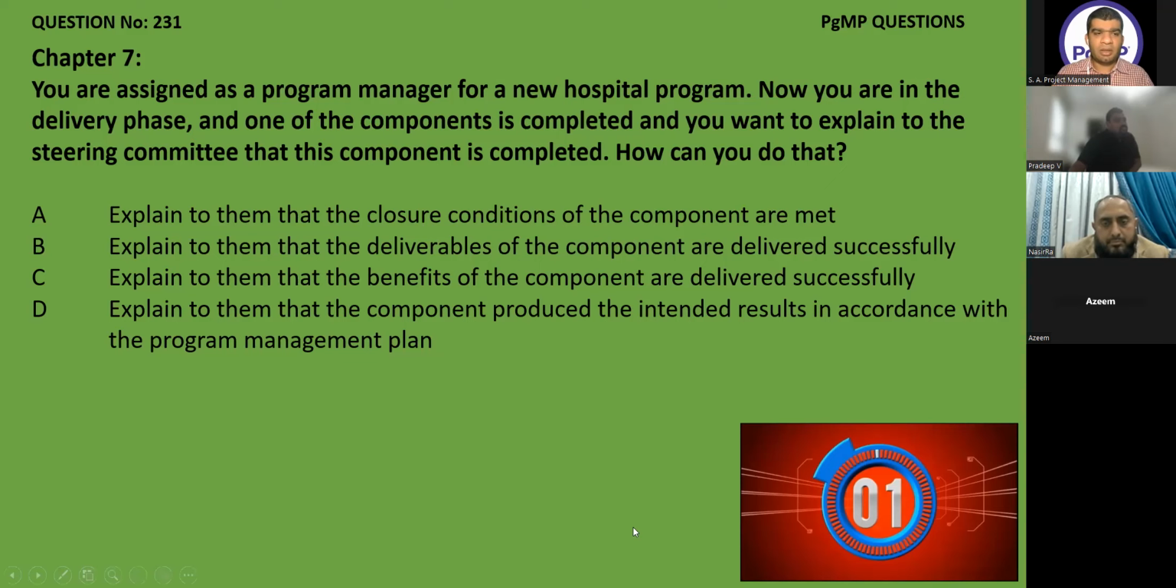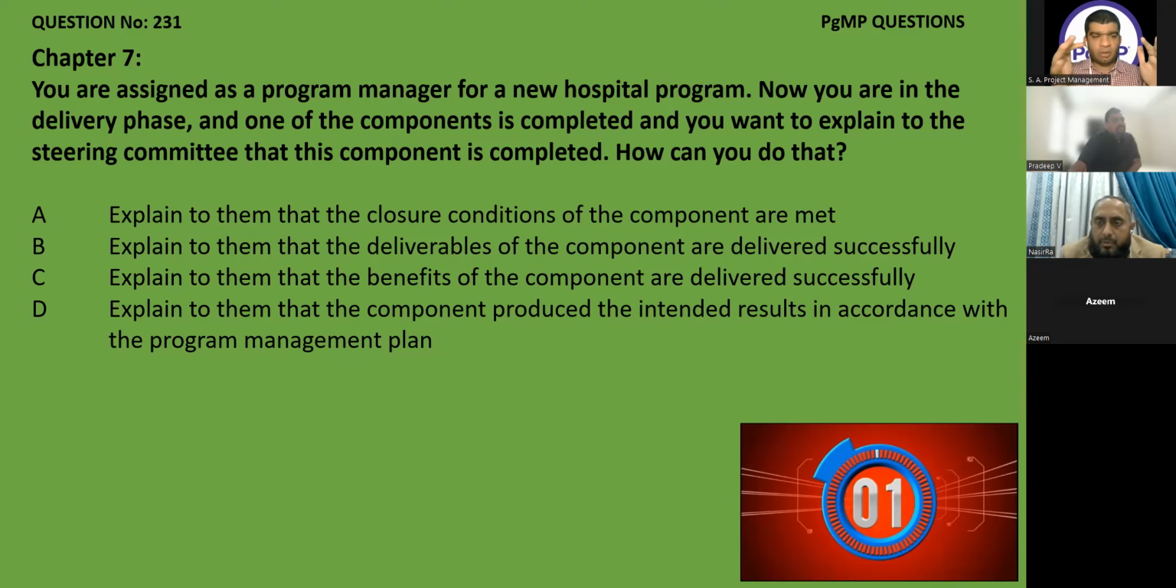Okay. And why D, Nasir sir? Yeah, actually, the component produced results as per our program management, so we can tell the committee. You can say the intended results. Yes, it's right. But firstly, the component will produce as per the relevant plan, which would be the project management plan, the component management plan for that specific component. Then we talk about the program level. Then you can link more specifically to the program management plan.